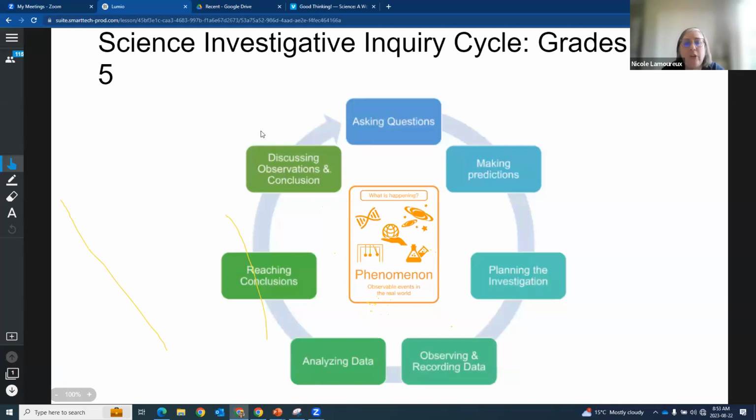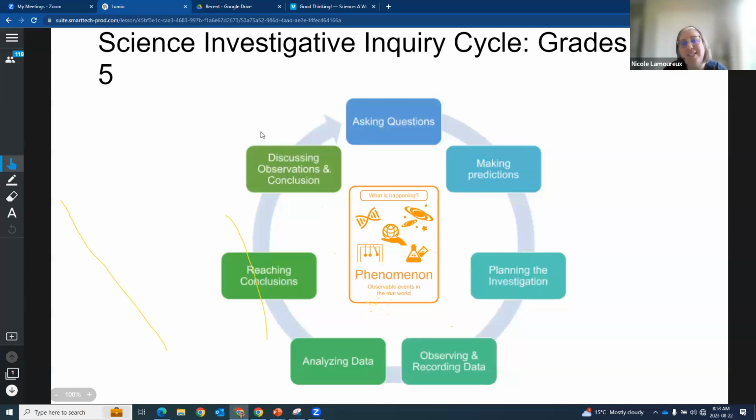All right, so what I've done is, grade 1 has a smaller version of this, and we will look at grade 1, but I wanted to use this because this is pretty standard for what every grade is going to be using for an investigation cycle. It's laid out in the grade 2 knowledge statement as the procedures of an investigation: asking questions, making predictions, planning the investigation, observing and recording data, analyzing data, reaching conclusions, discussing observations and conclusions.